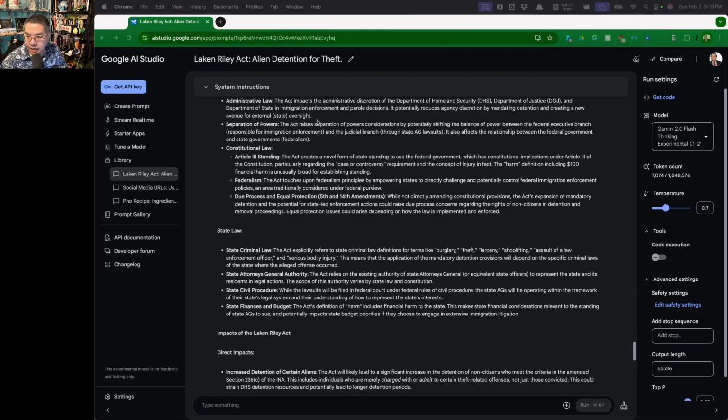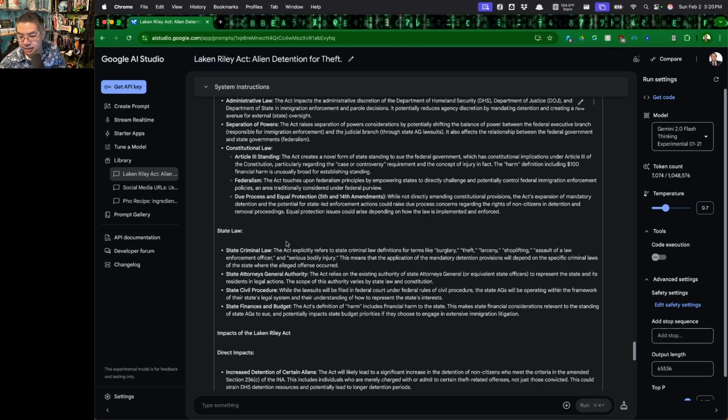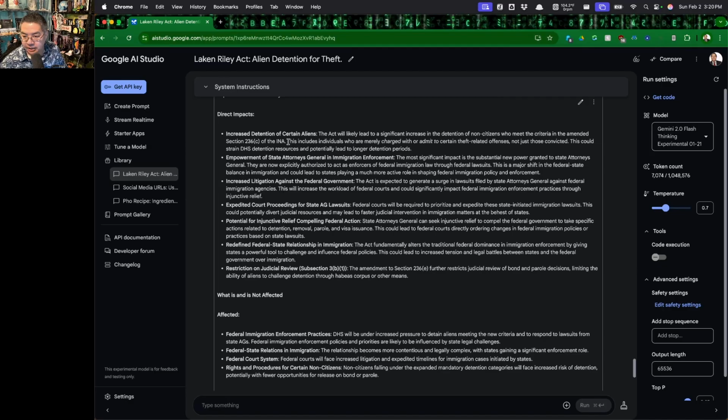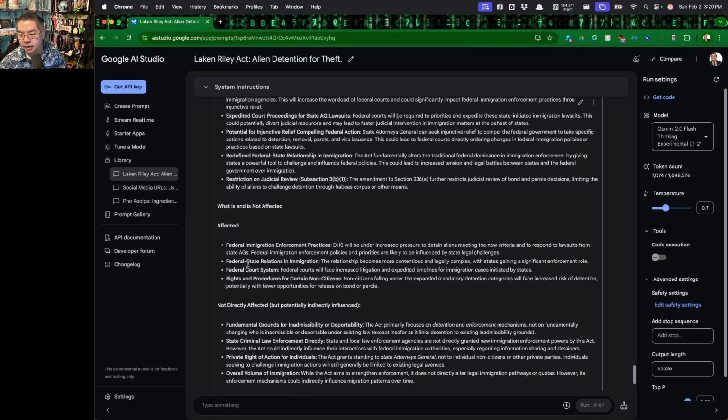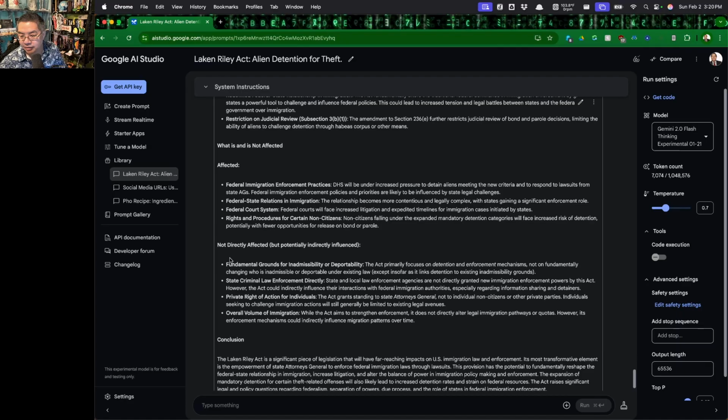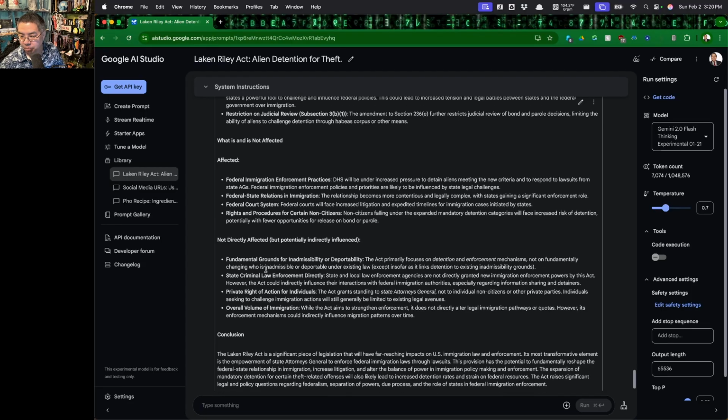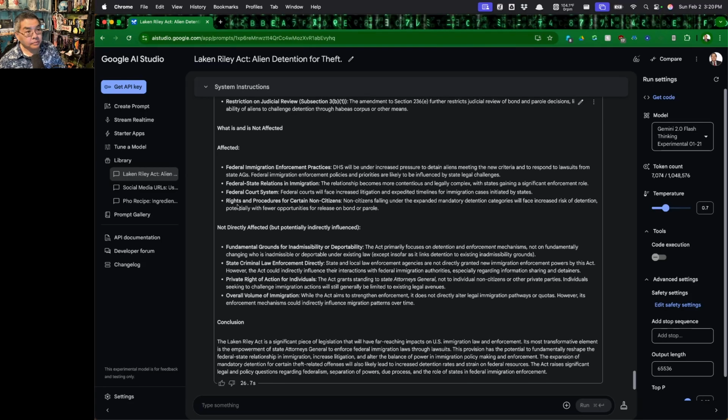It says the act raises separation of powers considerations by potentially shifting the balance of power between the federal executive branch and the judicial branch. It also affects the relationship between the federal government and state governments. Direct impacts: increased detention of certain aliens, empowerment of state attorneys general, increased litigation against the federal government, expedited court processing for state AGs. Here's what is and is not affected: fundamental grounds for inadmissibility or deportability. It focuses on detention and enforcement mechanisms, not on fundamentally changing who is inadmissible or deportable under existing law. So this is the first step.